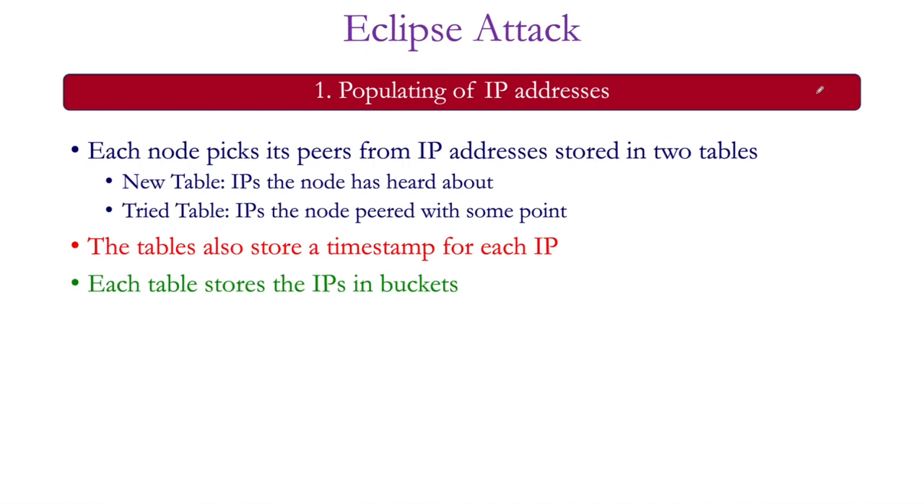Each node picks its peers from the IP addresses which are stored in two tables: the new table and the tried table. Every node maintains these two tables. In the new table are the IPs the node has heard about, and in the tried table are the IPs the node peered with at some point in the past. The tables also store a timestamp for each IP address, and each table stores these IPs in buckets.